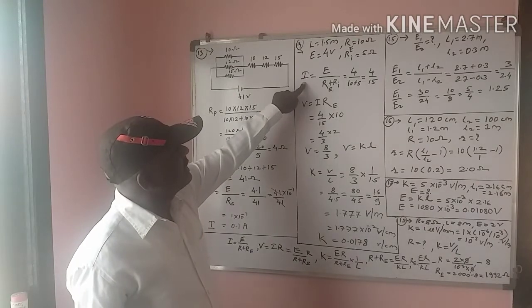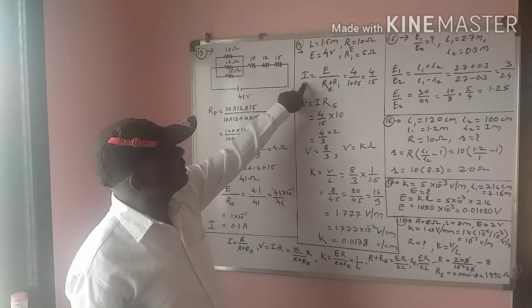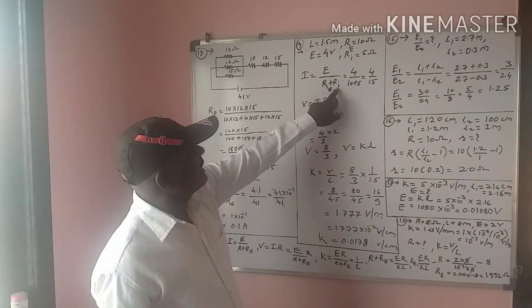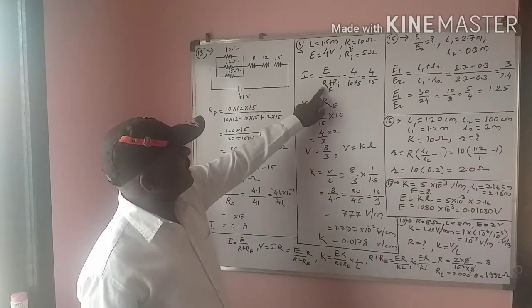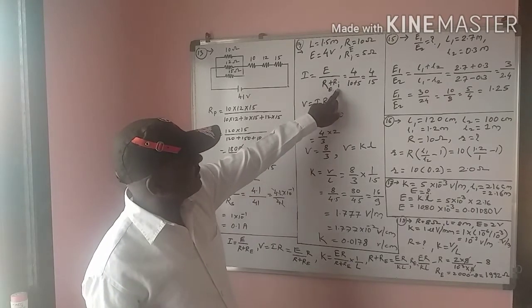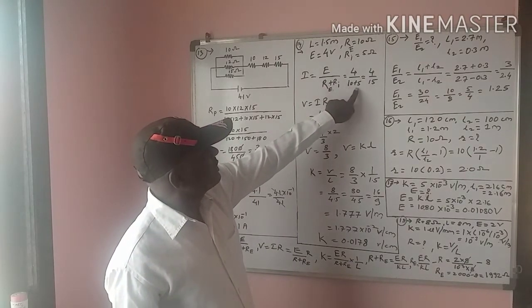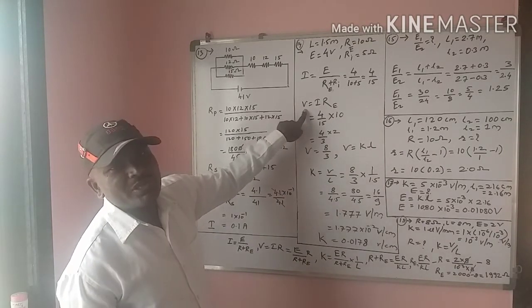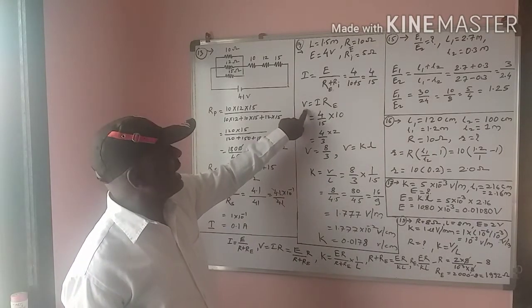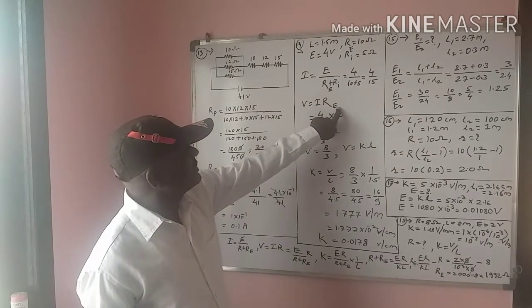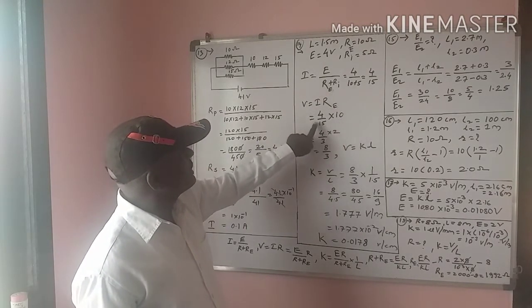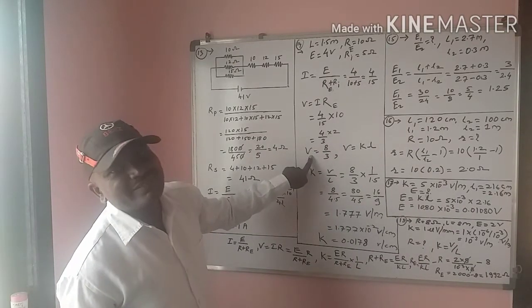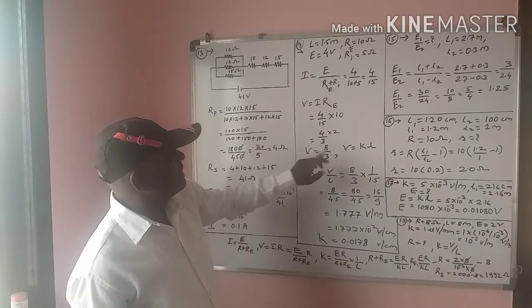For that, first the current is equal to E upon Re plus Ri, where E is the EMF, Re is the external resistance and Ri is the internal resistance. So 4 upon 10 plus 5 is equal to 4 upon 15. Again, according to Ohm's law, V is equal to IR, and the external resistance is 10 ohm. So we write here 4 upon 15 multiplied by 10. Here we get the potential, that is 8 by 3 volt.